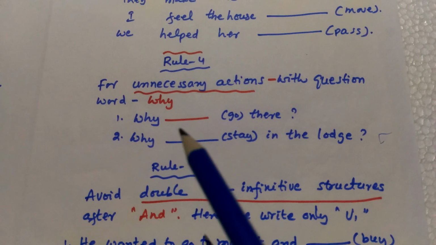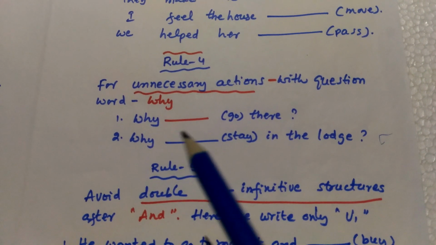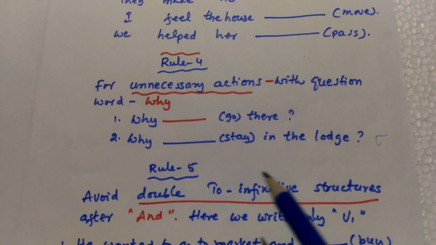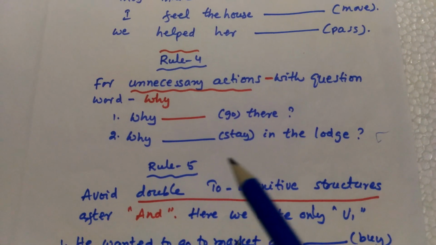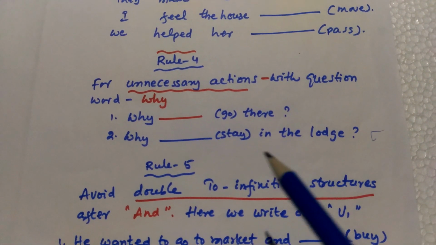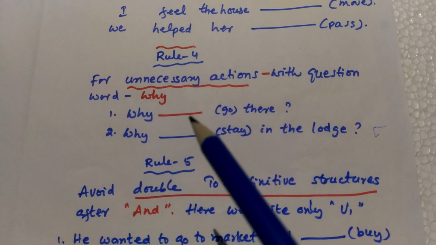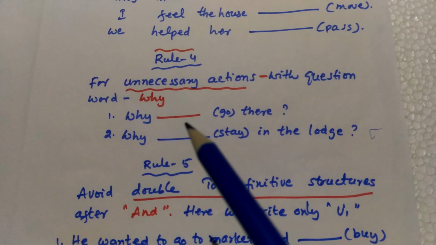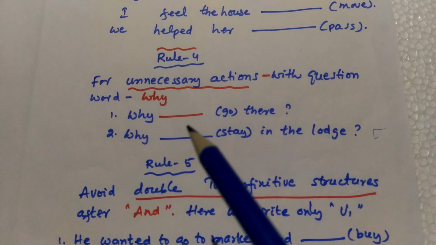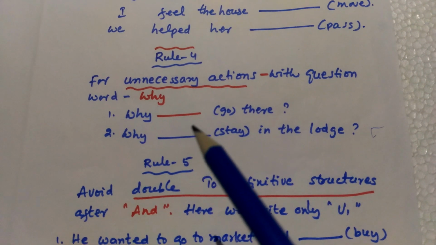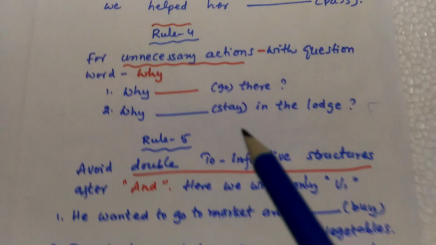Here, why go there means it is unnecessary to go there. Why stay in the lodge means it is unnecessary to stay in the lodge. In this way, after why, for getting the meaning of unnecessary actions, we can write the base forms immediately after why. And next, rule number 5.